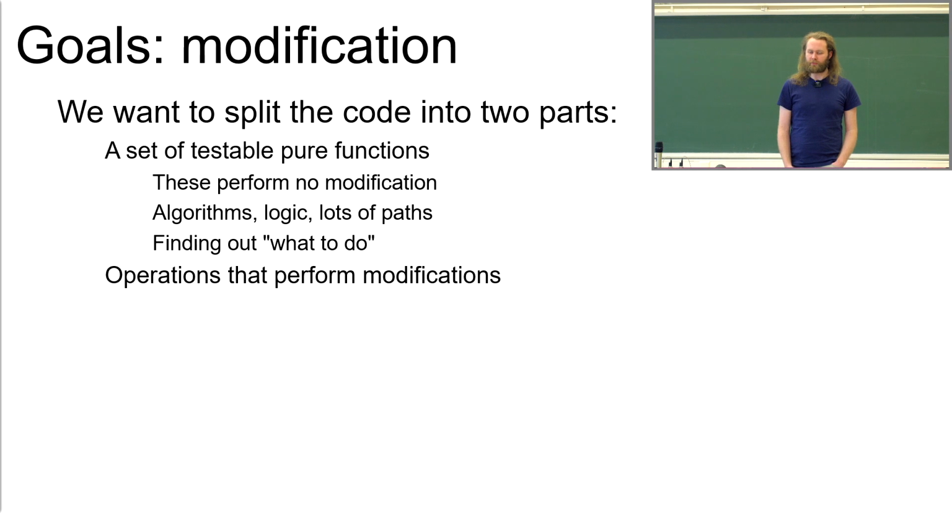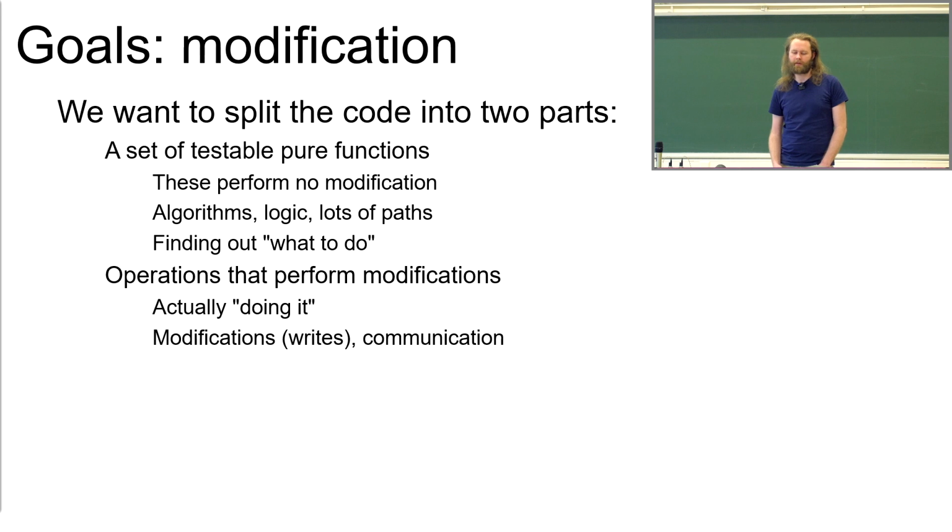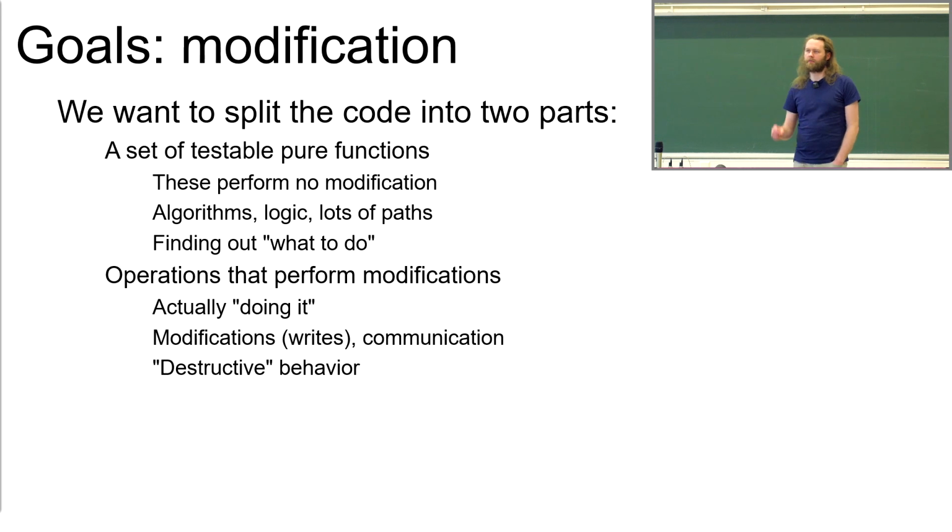Then you have a set of operations that actually perform the modifications. These are the things that actually do it. They write variables, they send messages, they open files to the outside world and all of that stuff. All the writes and all the modification, all of the destructive behavior, all of the things that make it so that somebody else has new data to work with.